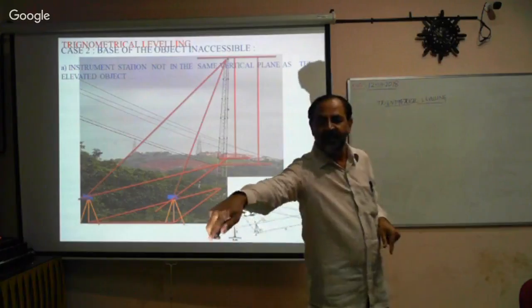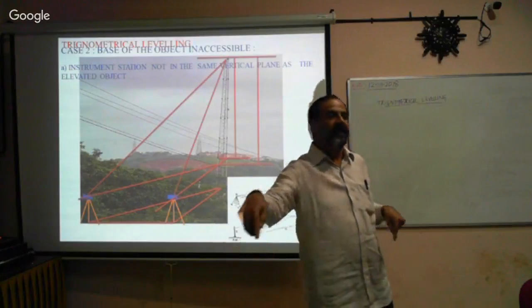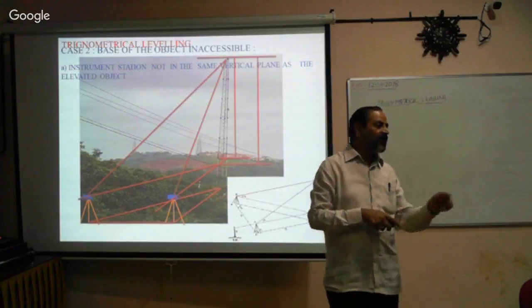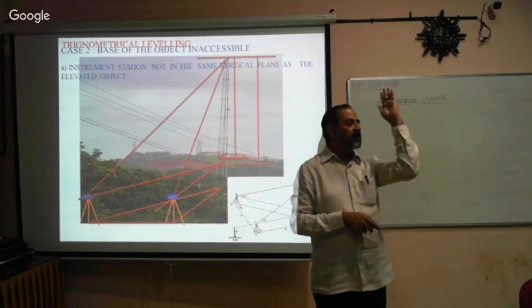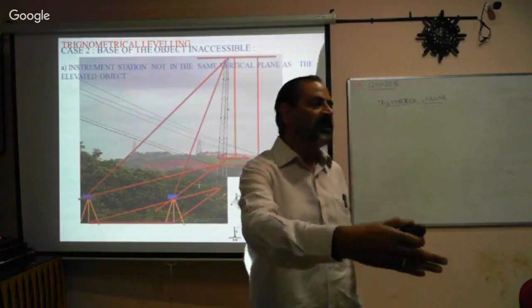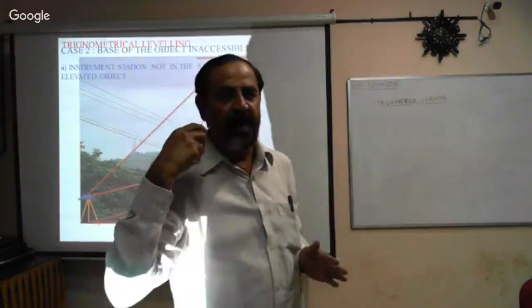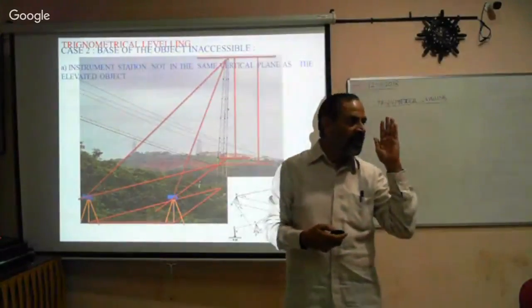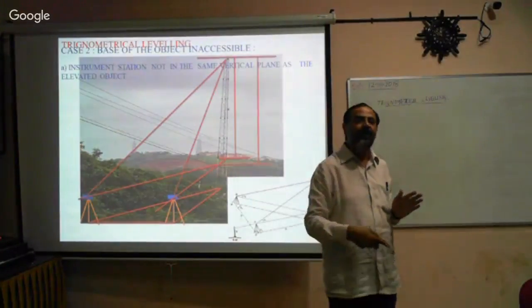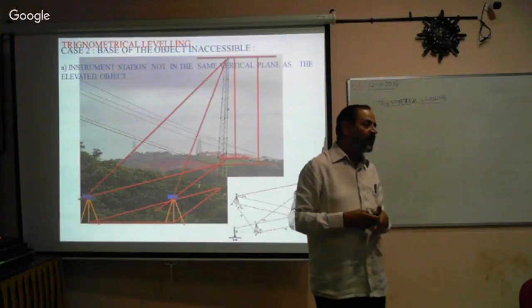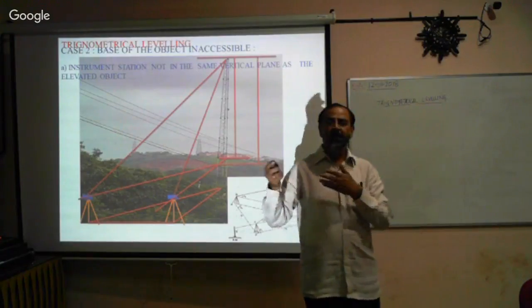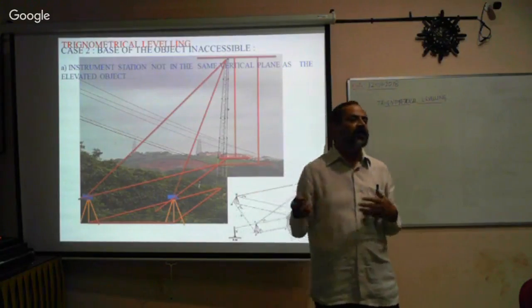And we know the distance between the first instrument station and the second instrument station. We have measured the vertical angles, alpha 1 and alpha 2. We have the distance between the two stations, and also the staff readings S1 and S2.